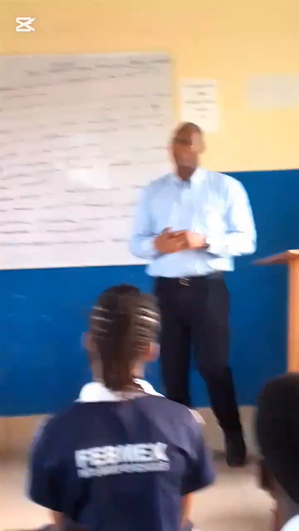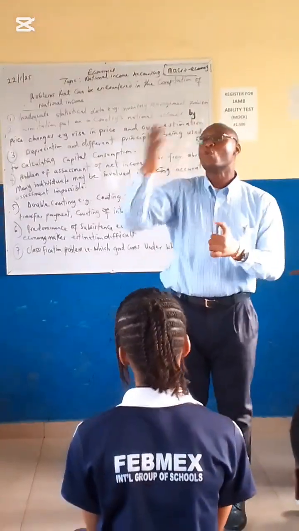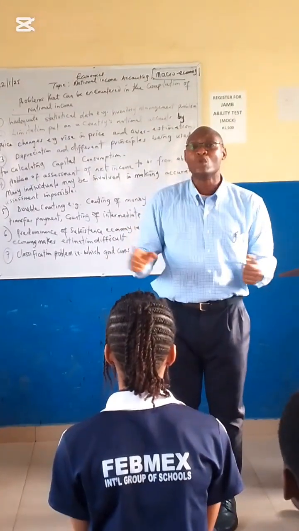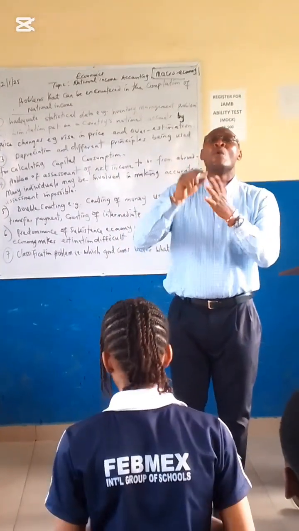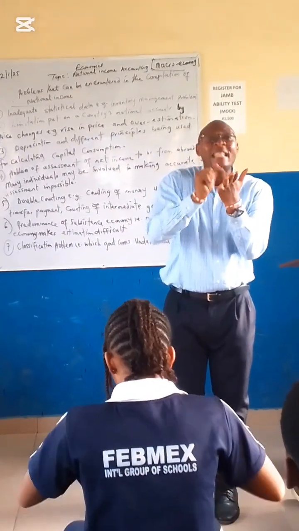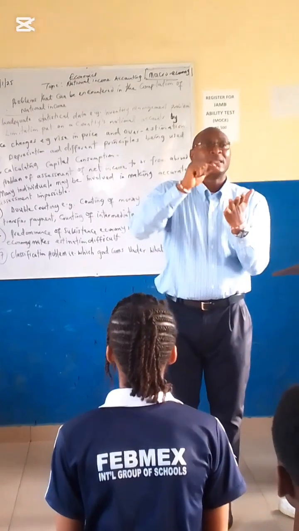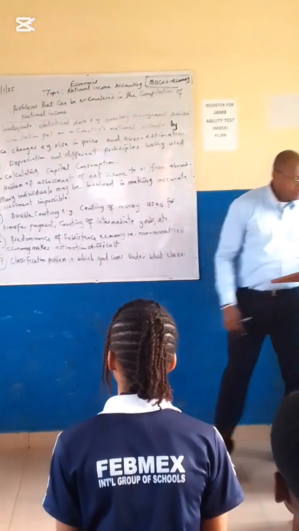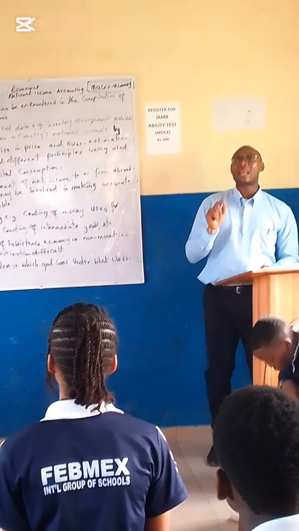We do not calculate intermediate products. What is an intermediate product? For example, any unfinished goods that have not been finally produced, we do not calculate it. That's why we always deduct the intermediate goods and that of the transfer payments.